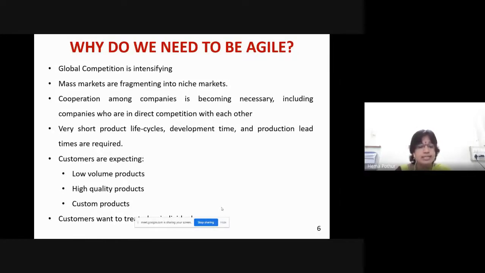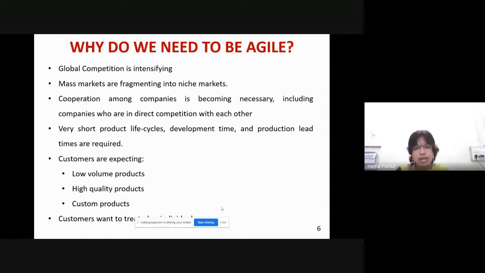And what exactly these customers' requirements are is another area why we need Agile. Customers' expectations are low volume products, high quality, and custom products. It is exclusively designed for one particular type of customer. These customers want to be treated as individuals, because if I own one particular product, it is exclusively designed for me, and the quality of the product should be high. The production volume of the product should be minimal. It should continuously emphasize a demand in the market. This product has got a demand in the market.